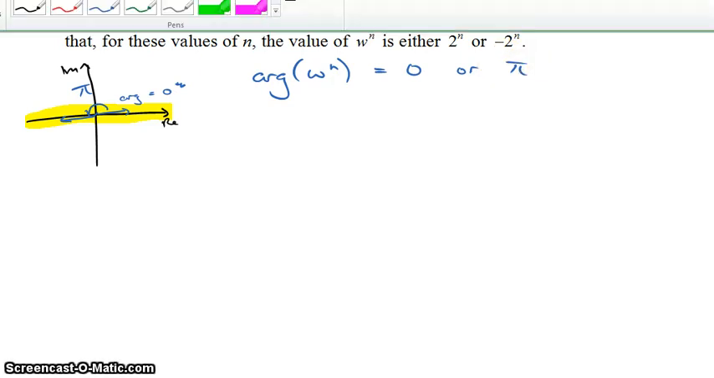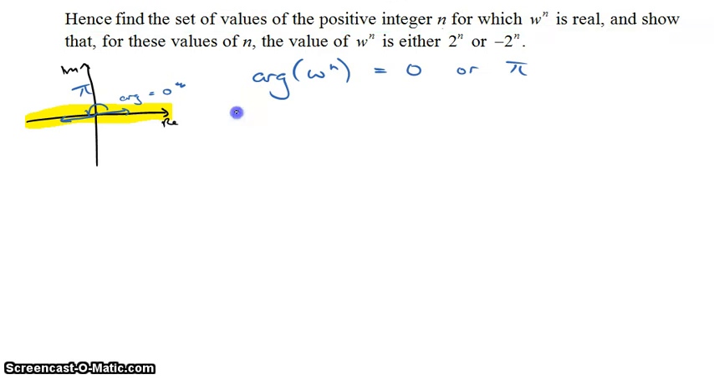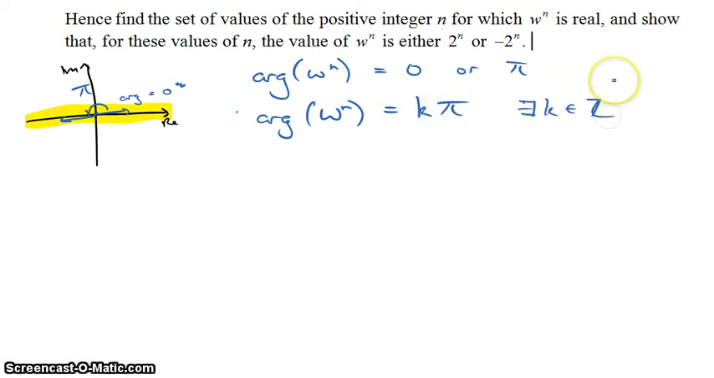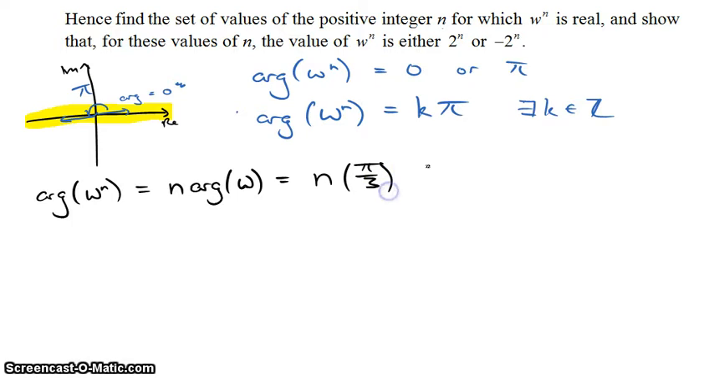So what do we notice? We notice that we want to find the argument of w to the n equal to k times pi for some integer k. Doesn't even have to be positive, it can be negative integers as well. So when does this happen? Well, let's check it out. Argument of w to the power of n. Well, we know that's going to be n times the argument of w, right? So this is going to be n times pi upon 3, and we want this to equal k times pi for some k that is an integer.